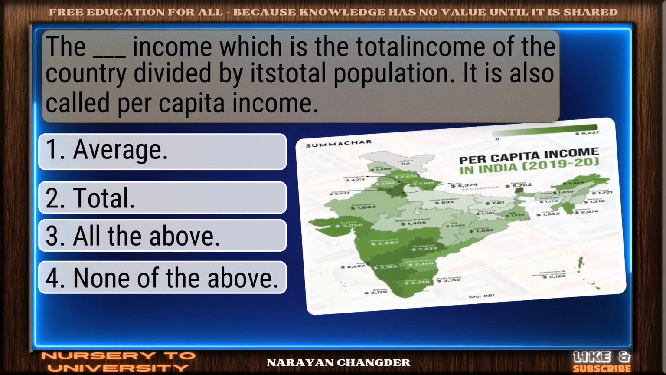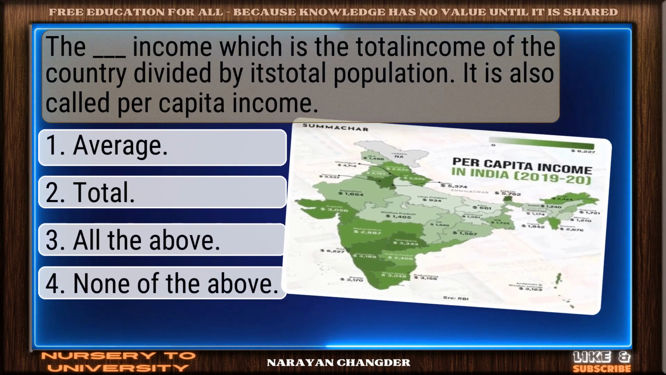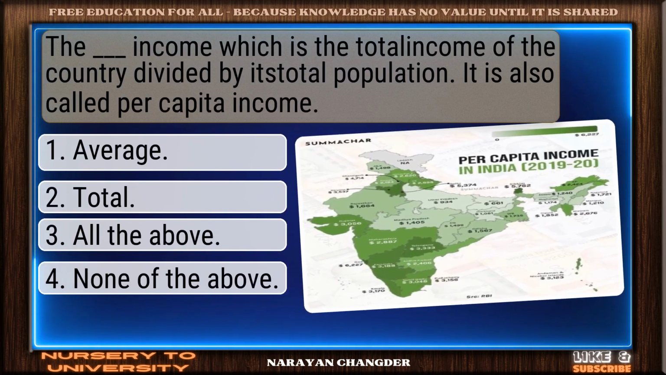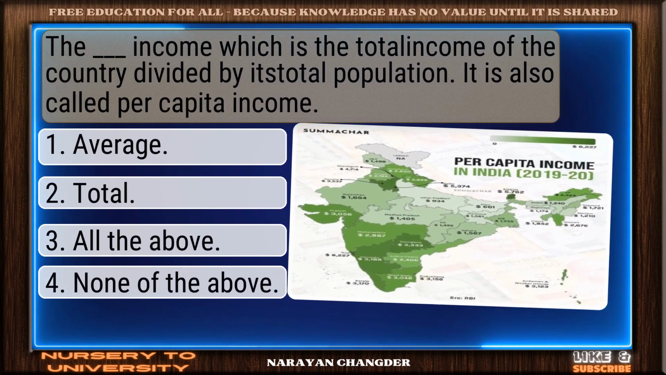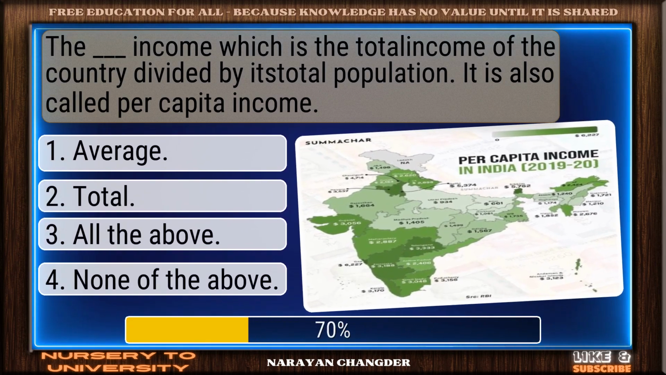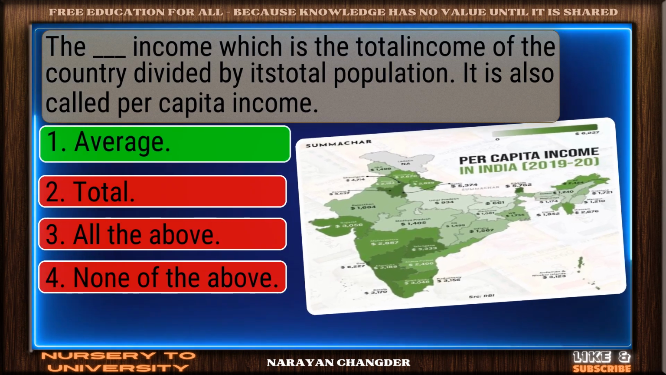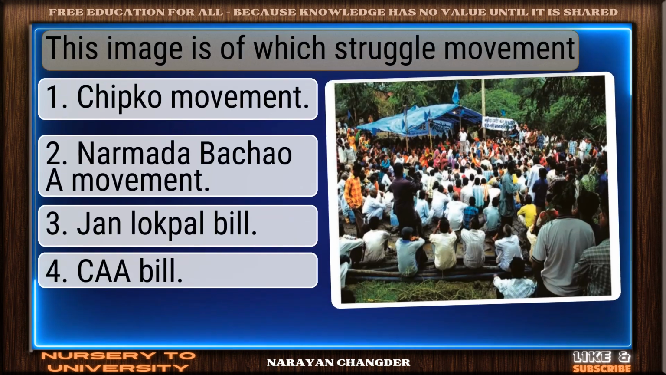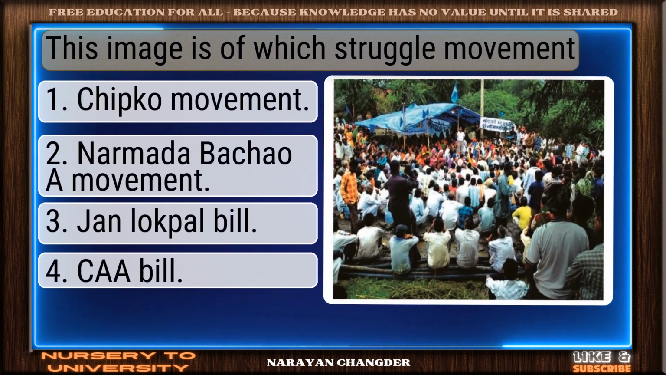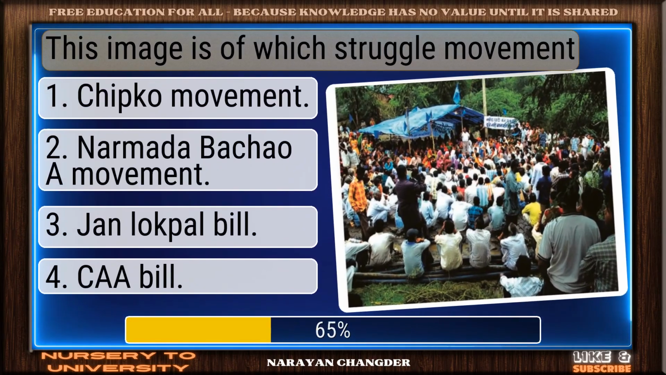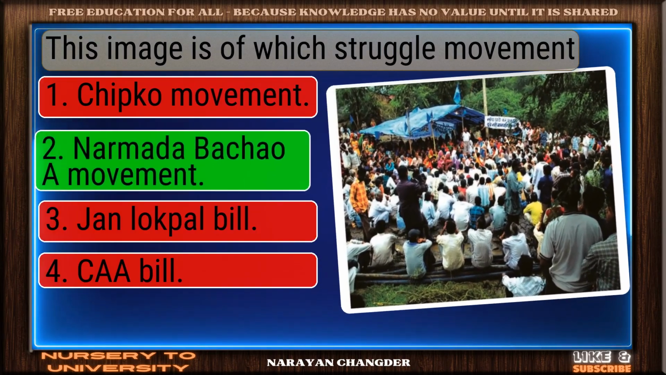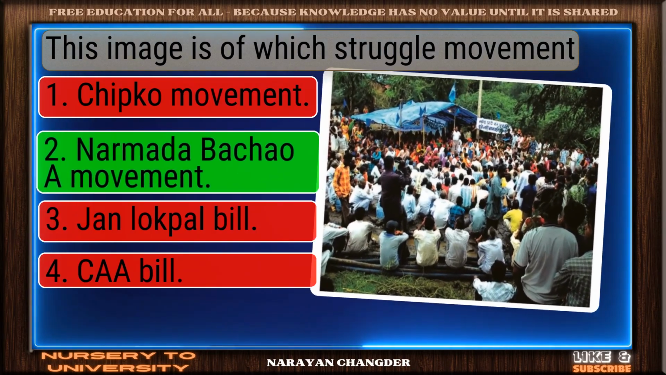The dash income, which is the total income of the country divided by its total population, is also called per capita income. Nicely done. Average is solid. This image is of which struggle movement? Well picked. Narmada Bachao movement is correct.